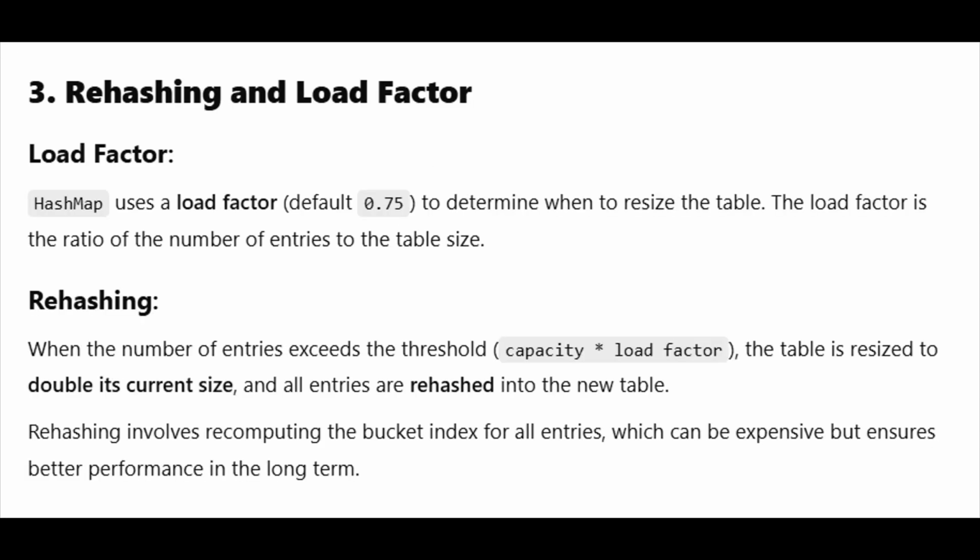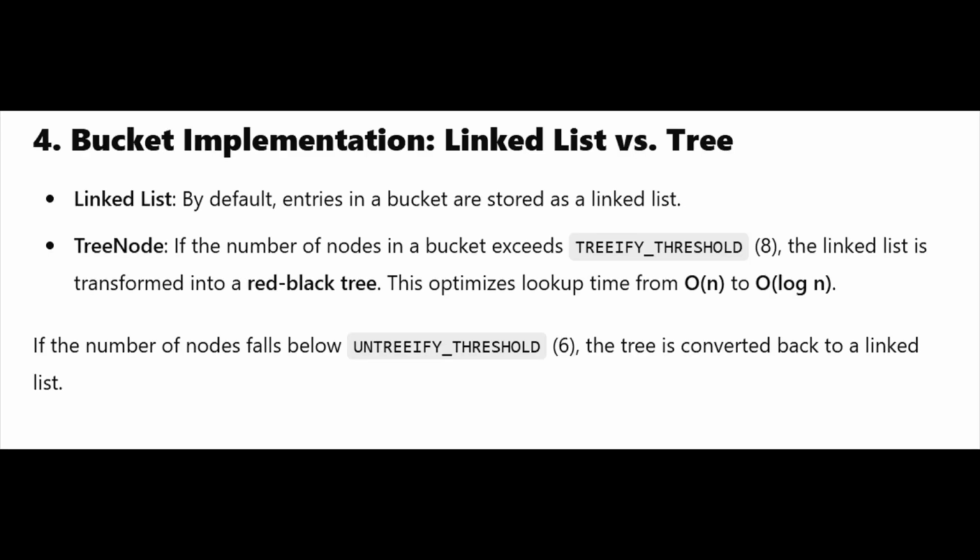3. Rehashing and load factor. Load factor. HashMap uses a load factor, default 0.75, to determine when to resize the table. The load factor is the ratio of the number of entries to the table size. Rehashing. When the number of entries exceeds the threshold, capacity times load factor, the table is resized to double its current size, and all entries are rehashed into the new table. Rehashing involves recomputing the bucket index for all entries, which can be expensive but ensures better performance in the long term.